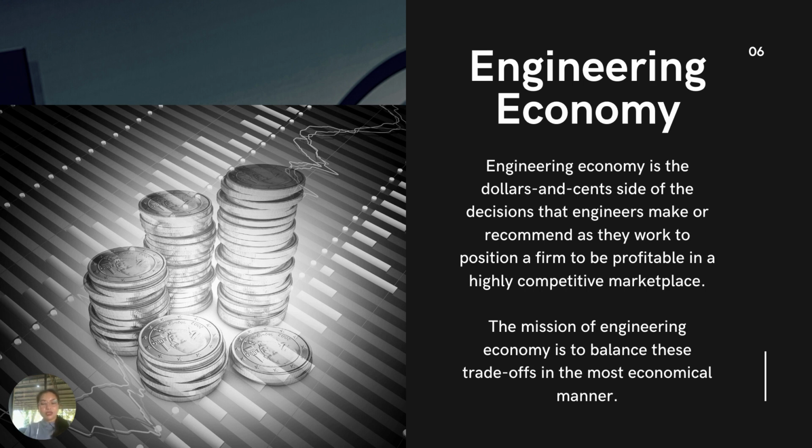So engineering economy is the dollars and cents side of decisions that engineers make or recommend as they work to position a firm to be profitable in a highly competitive marketplace. Inherent to these decisions are trade-offs among different types of costs and performance. For example, the factors could include the response time, the safety, the weight, the reliability, etc., provided by the proposed design or problem solution. So the mission of engineering is to balance this trade-off in the most economical manner.